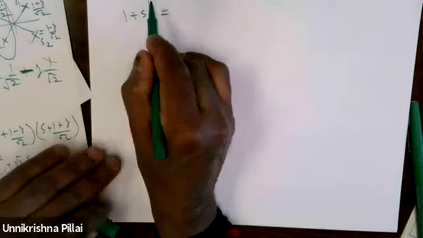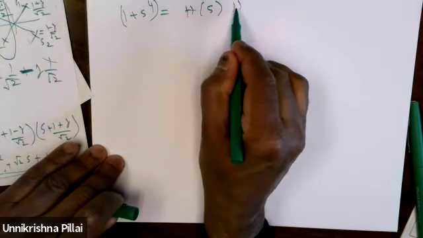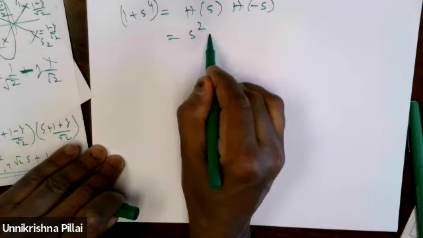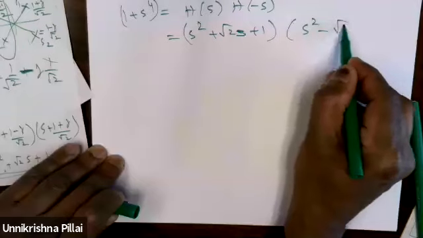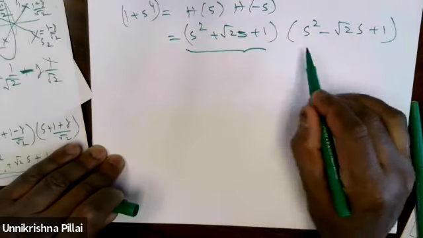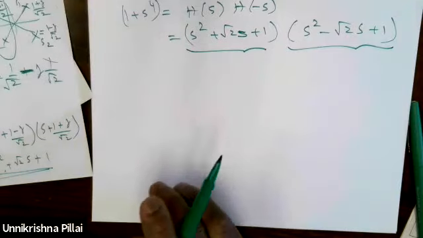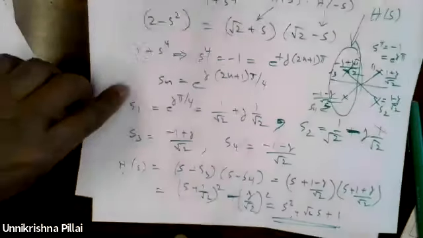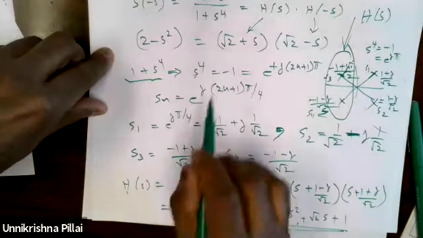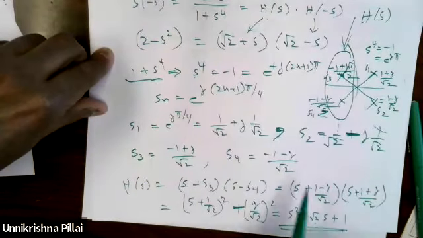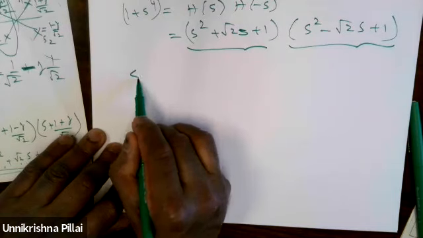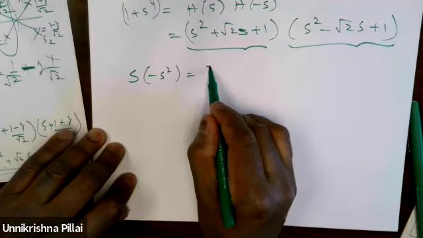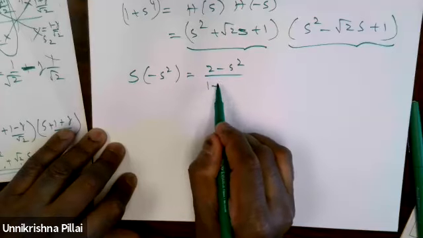So I hope you see this. So we got one factor, H of S multiplied by H of minus S. So that's S squared plus square root of 2 S plus 1. And the other one is S squared minus square root of 2 S plus 1. So this is H of S. This is H of minus S. So look at the original problem. I just formed the factor of the denominator, right? So now I can put this factor for H of S, which is what I'm going to do. So I can write 2 minus S squared over 1 plus S to the fourth.